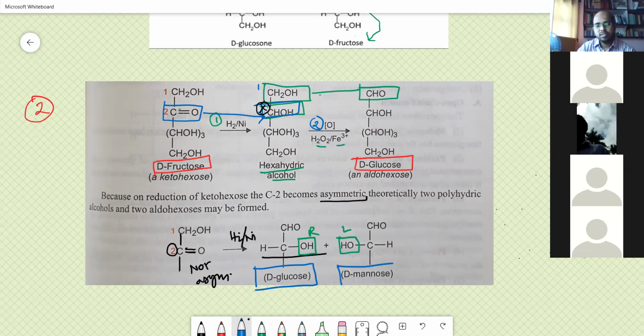Okay, so CHO, COH, H, and then CHOH 3 times and then CH2OH. So this is glucose.